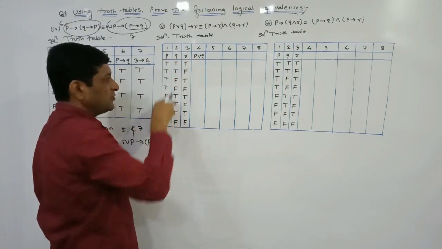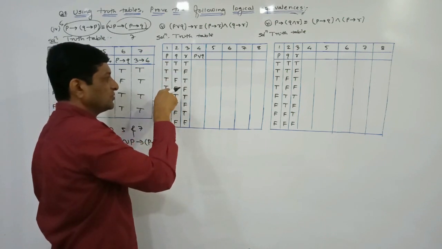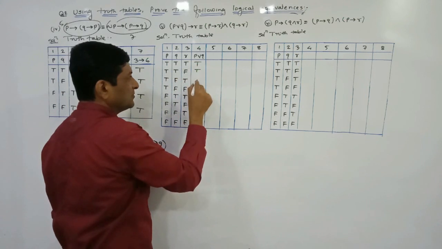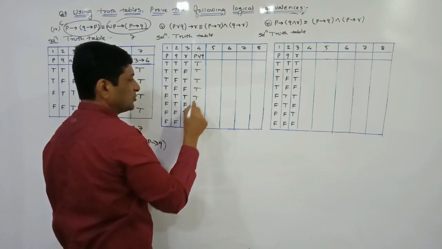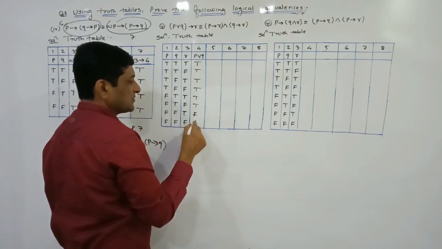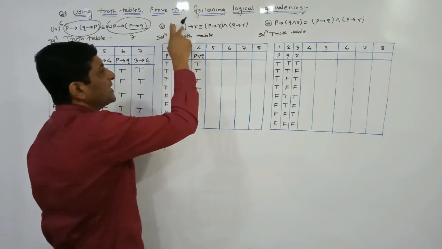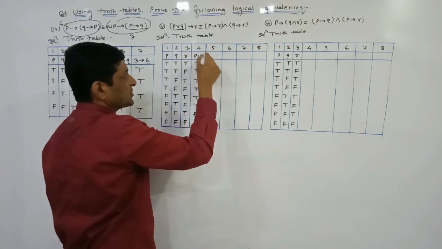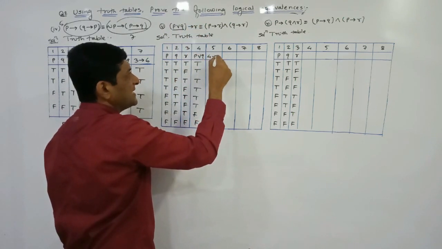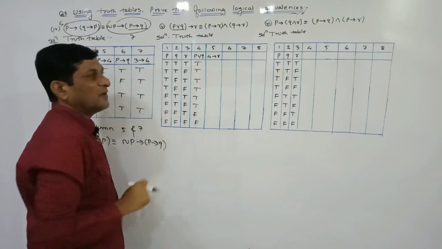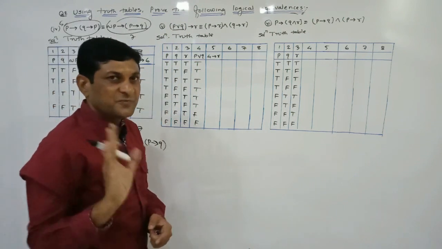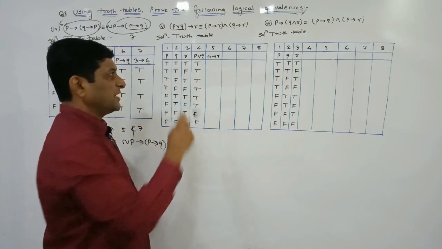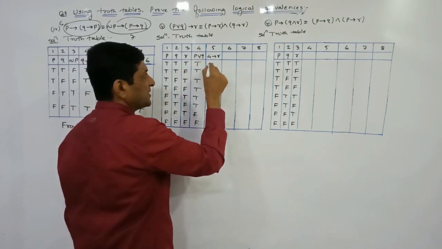So observe the truth values of these two statements. True, true, true, true, true, true, false, false. Isn't it? Now we are finding the implication of this statement with OR. This statement implies R. These are the truth values of R. Implication is false if the first statement is true and the second statement is false. This is the first statement, this is the second statement. So T F does not appear, so it is true.